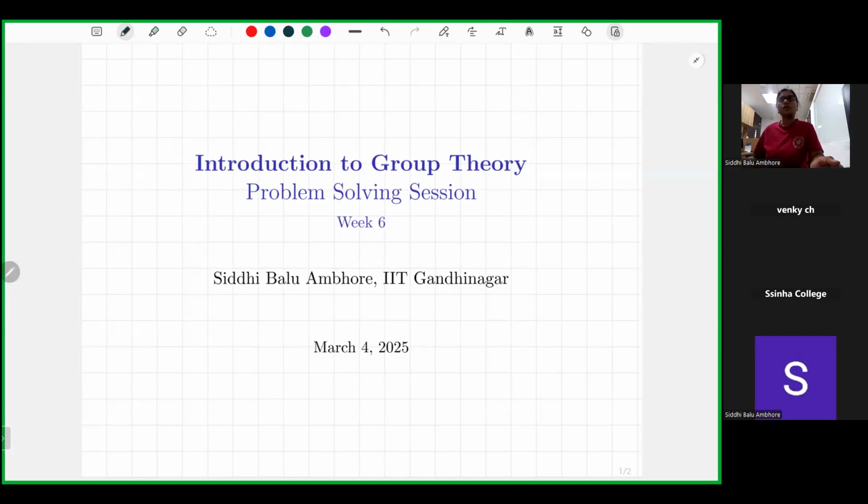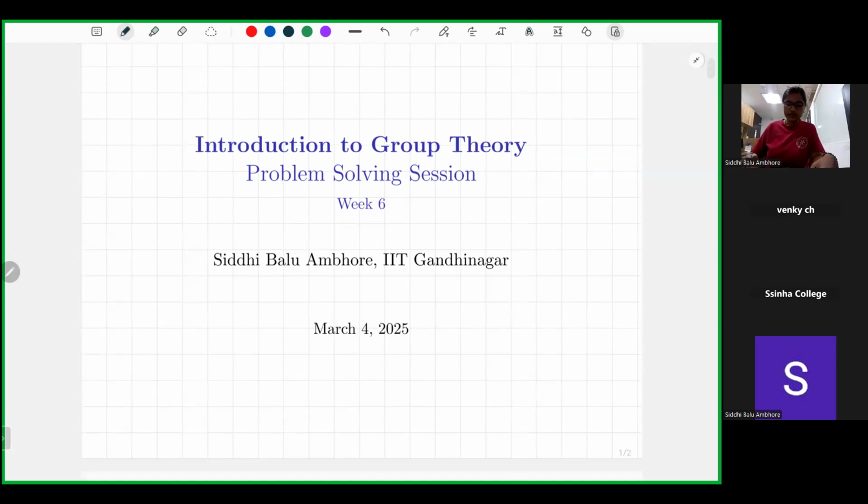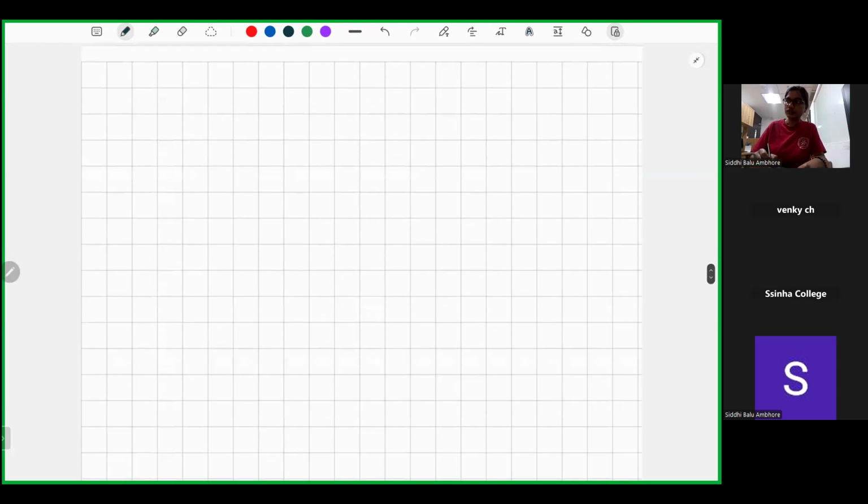I am Siddhi Balu Ambore from IIT Gandhinagar, and today we will discuss problems related to the syllabus from week 6. That is, problems related to the first isomorphism theorem, second isomorphism theorem, third isomorphism theorem, and some problems related to isometries of the plane. So let us start with our first question.